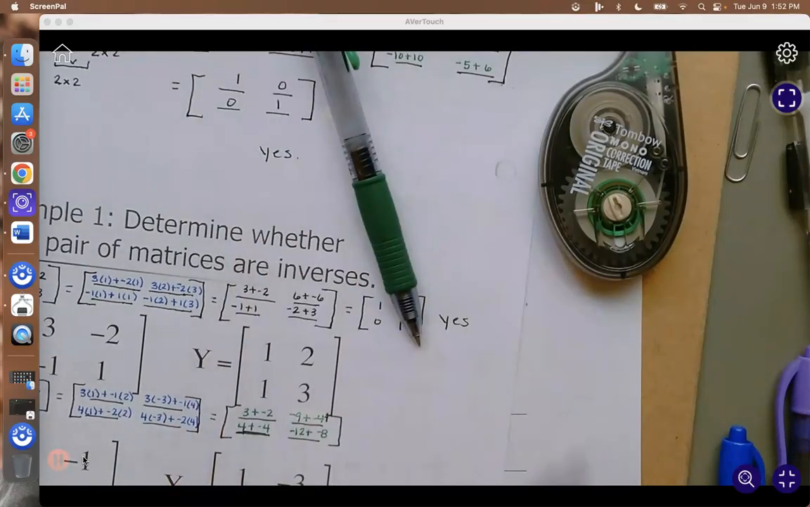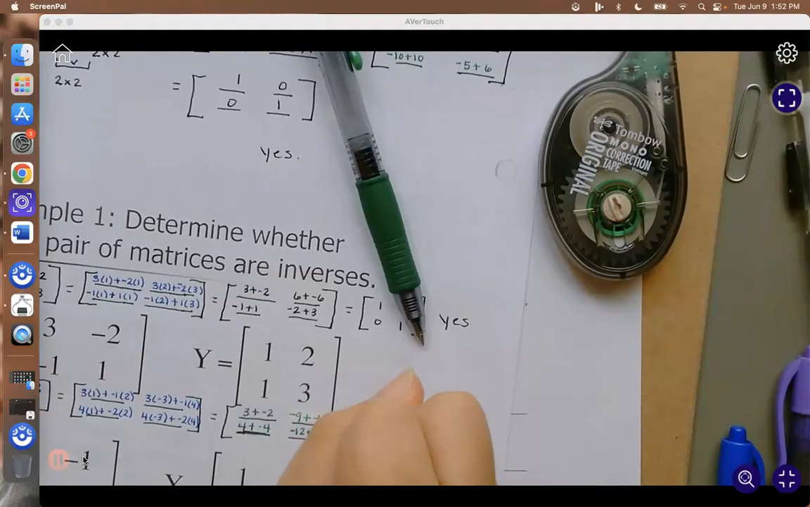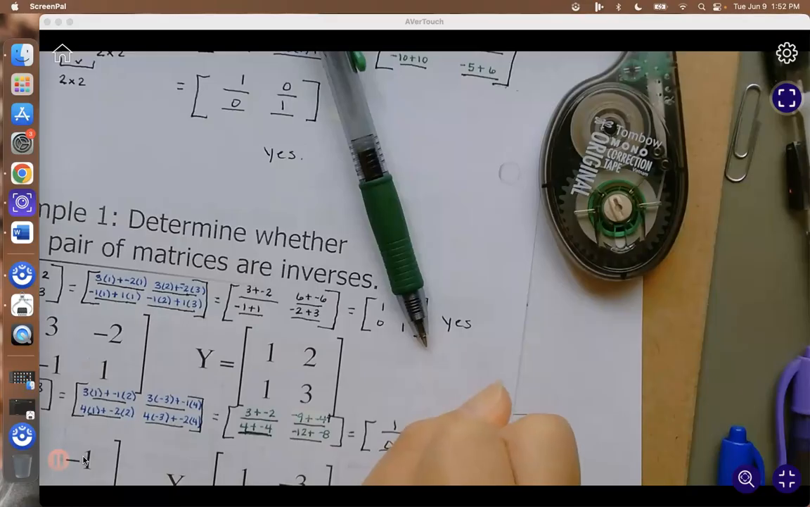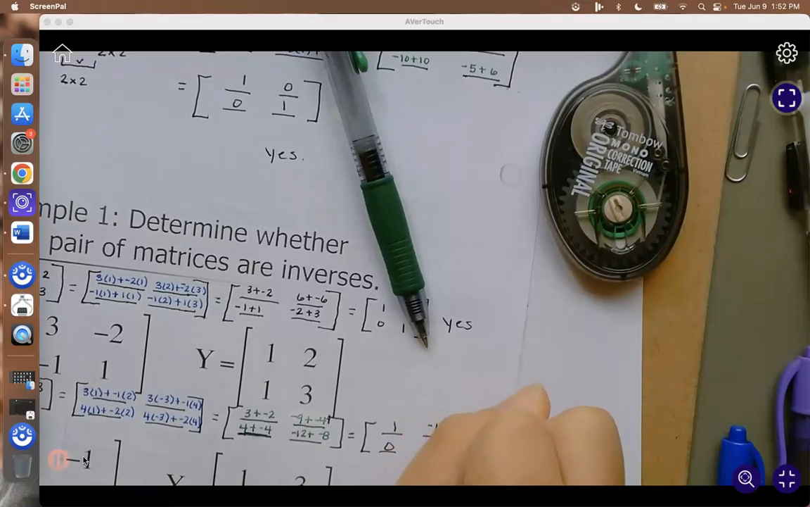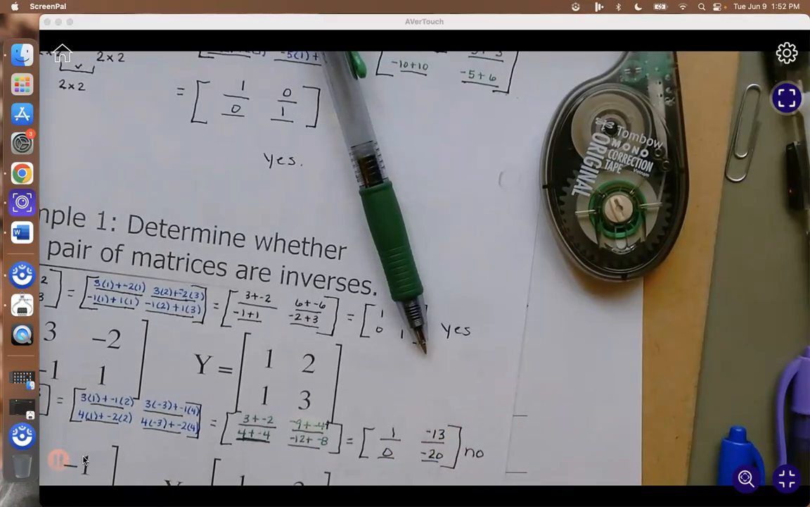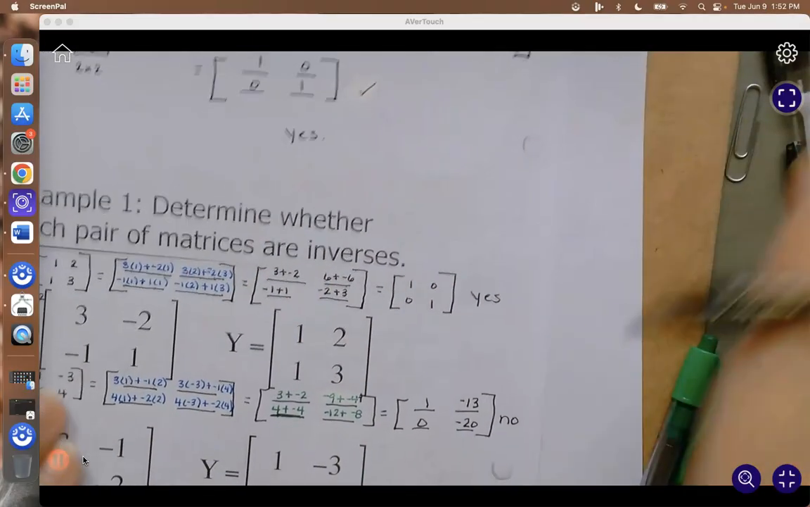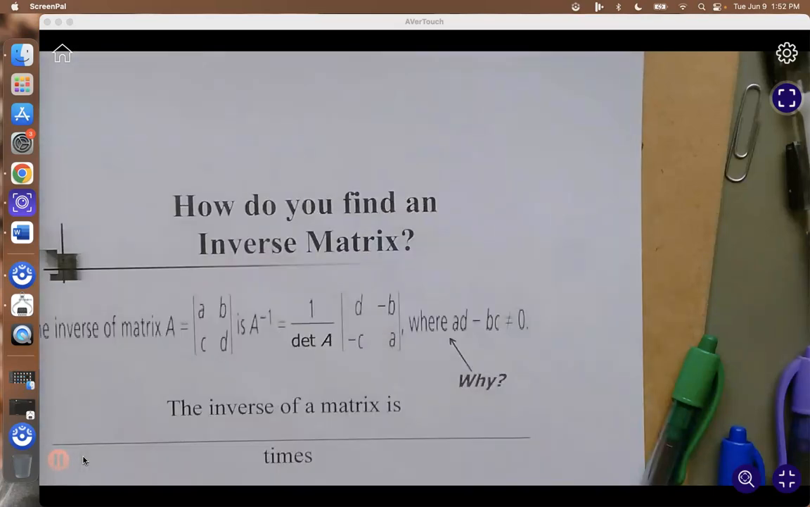So the first column's pretty strong, because that's a 1, that's a 0 like it should be. But this is negative 13, and this is negative 20. So the answer to this one is no. Okay? So they are not inverses. All right, next.